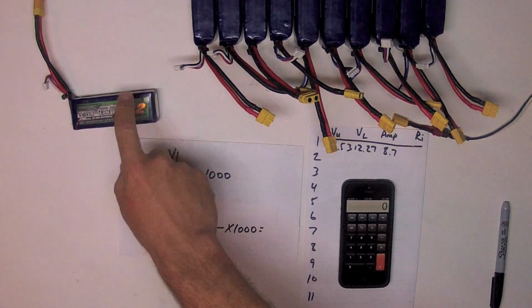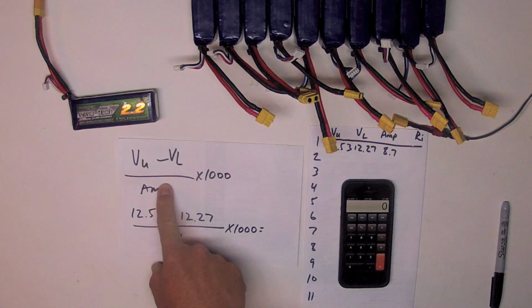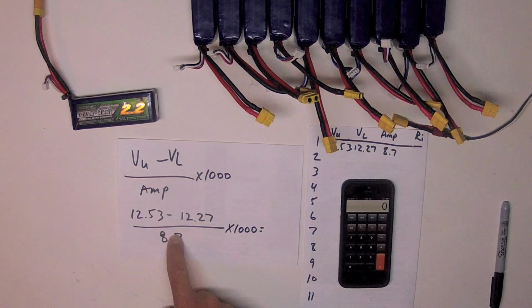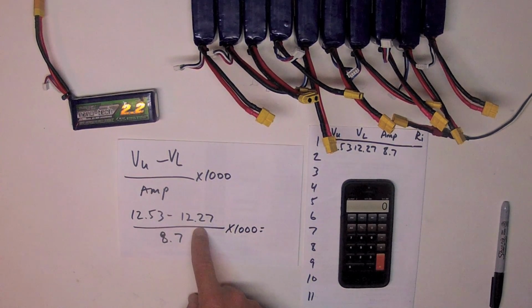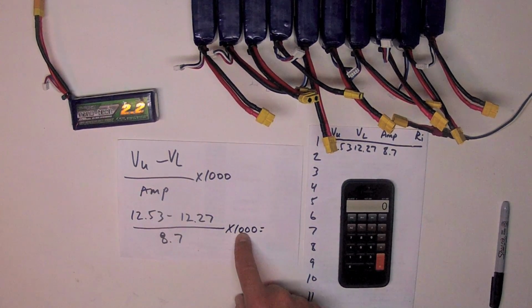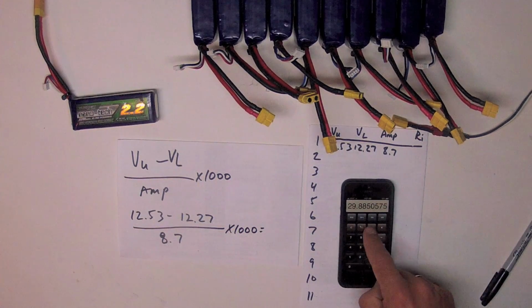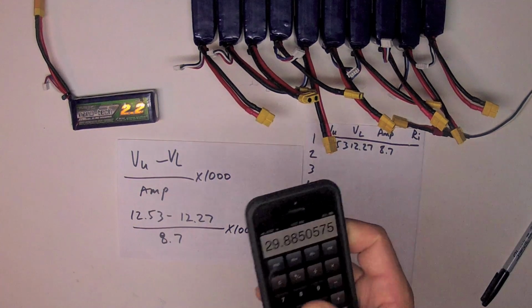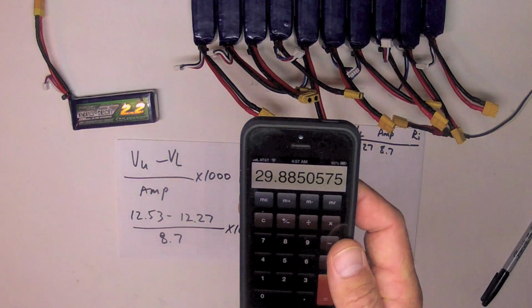So the calculation for my number one pack goes like this. Here's the original formula. Here are the values plugged in, the unloaded voltage minus the loaded voltage over the amps times 1,000, giving 29.88 milliohms total internal resistance for this three-cell pack.